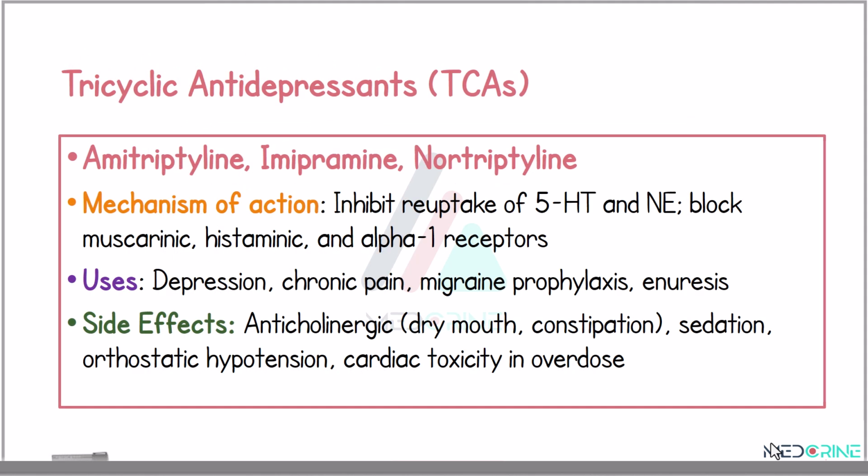The next class of antidepressants is tricyclic antidepressants. The tricyclic antidepressants such as amitriptyline and imipramine work by inhibiting the reuptake of norepinephrine and serotonin. They also block multiple receptors, leading to anticholinergic side effects. An overdose is known to cause life-threatening cardiac toxicity.